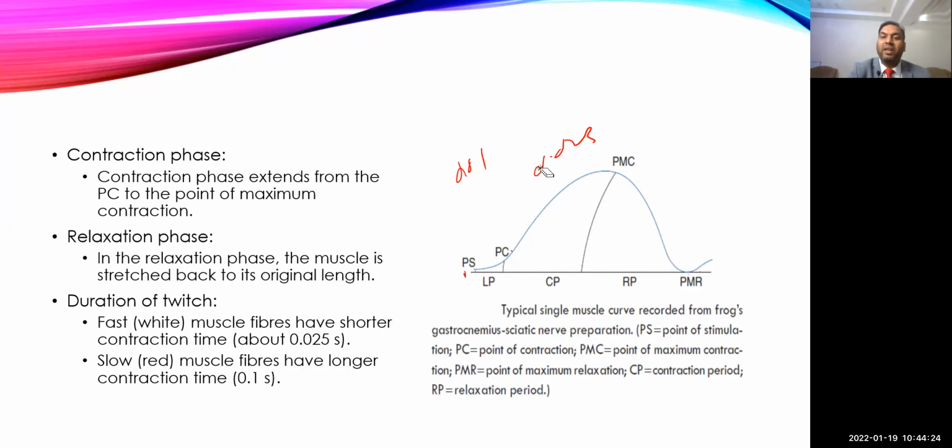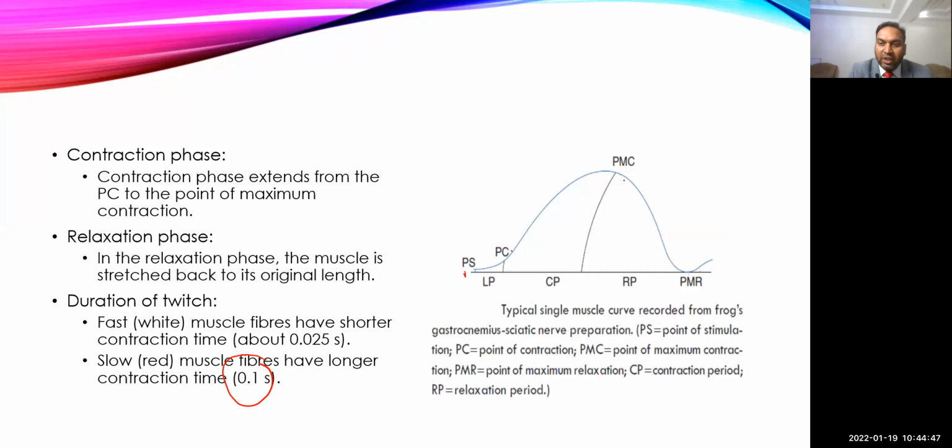Now the same effect we can see if we keep on stimulating repeatedly. Suppose we are talking only about slow fibers, and we are stimulating with a continuous stimulus with a frequency where the gap between the two stimuli is about 0.1 second. Then the muscle will contract like this. Okay, jerky movement will be continuously occurring.